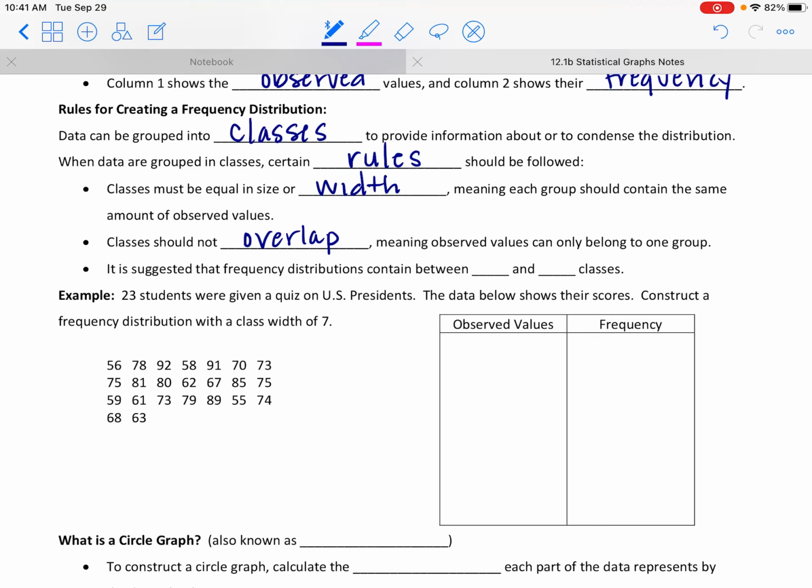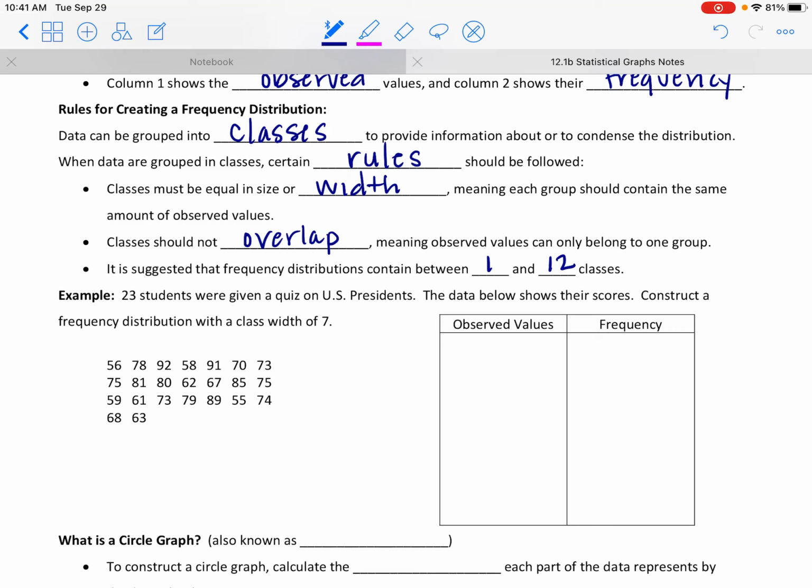Okay, and then this last one is just a suggestion, but in general, we want our frequency distribution to contain anywhere from 1 to 12 classes. Okay, we don't really want to go beyond 12, and obviously less than 1 means you don't have any data. Okay, so 1 to 12 is pretty standard. Even 1 seems a little bit sparse, but I guess it could happen.